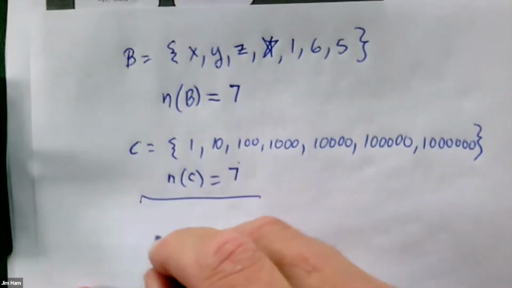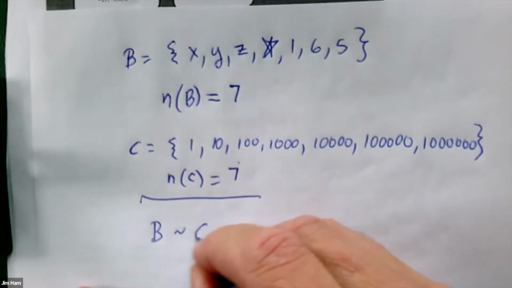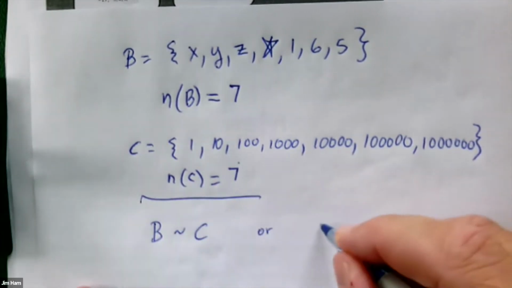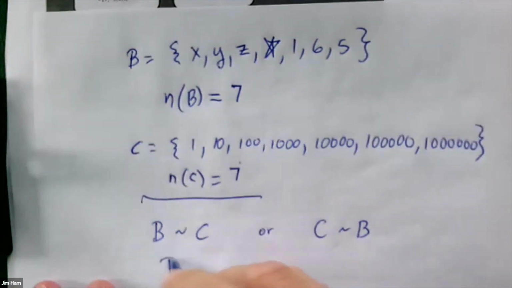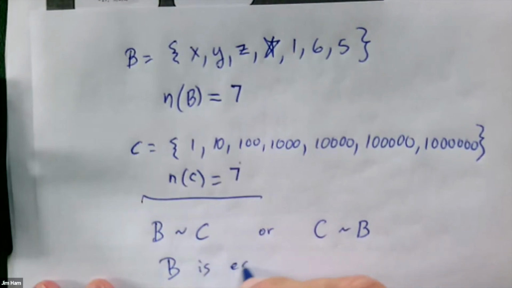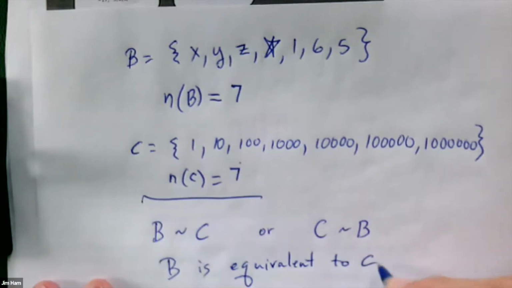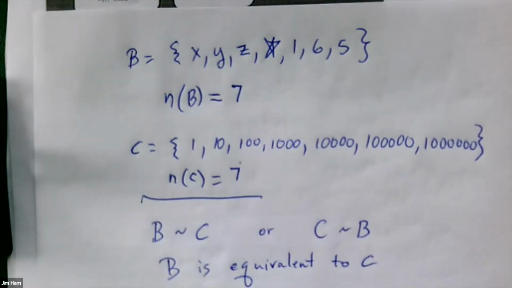We say that B is equivalent to C, and the equivalent sign that we use is just kind of this little squiggly. And we would say B is equivalent to C. A lot of times we mistake them, and we use the word equivalent in a lot of different contexts. And many times it means the same thing as equal, but it doesn't mean the same thing here, because equivalent just means the same number of elements.